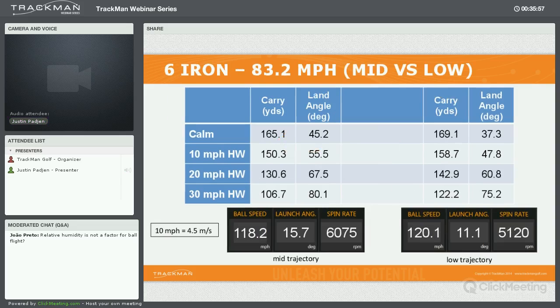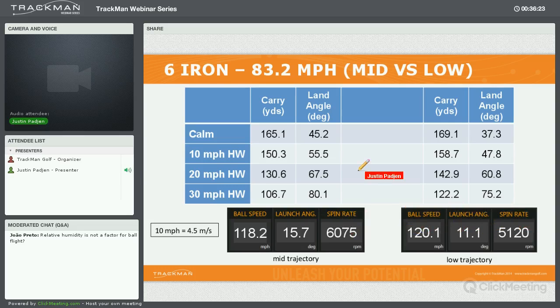Same thing we've done here. Now we've looked at it for a 6-iron, and we've looked at a mid-launch shot and a low launch shot. So we've gone from 15.7 degrees all the way down to 11.1. If you've ever tried changing your launch angle by that much, you'll know that's quite a big difference in launch angle there. And then you would expect spin rate to drop as well, because this person's probably going to have a lower spin loft, so they're going to have less spin.